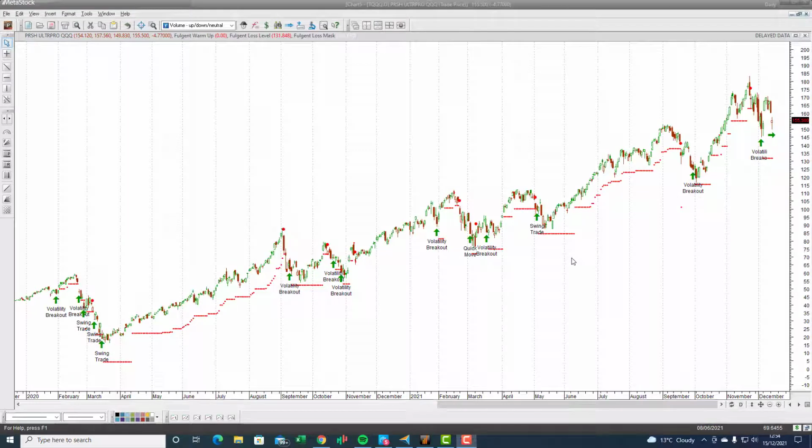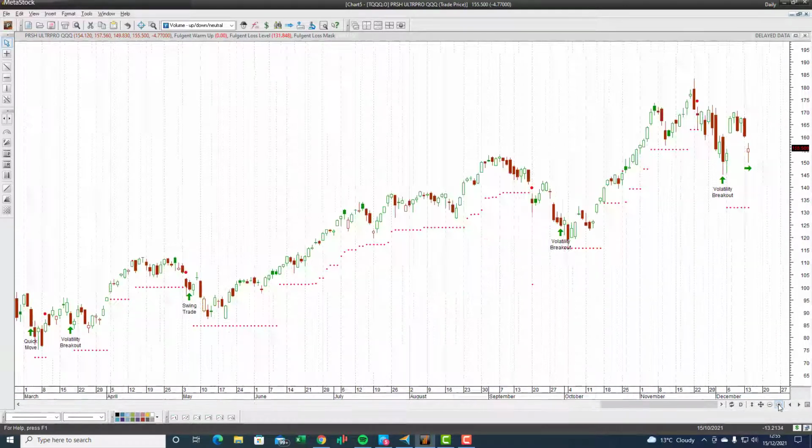Now looking at the Ultra Pro QQQ, TQQ is the ticker, and this one is a 3 times leveraged ETF of the QQQ, the Nasdaq 100 with 3 times leverage. Also a great instrument to trade. You can see the AI's generated some beautiful signals over the last 2 years in this. Captured the beautiful swing trade here in the March COVID sell-off and captured most of that move, and it's caught some really good moves looking back.